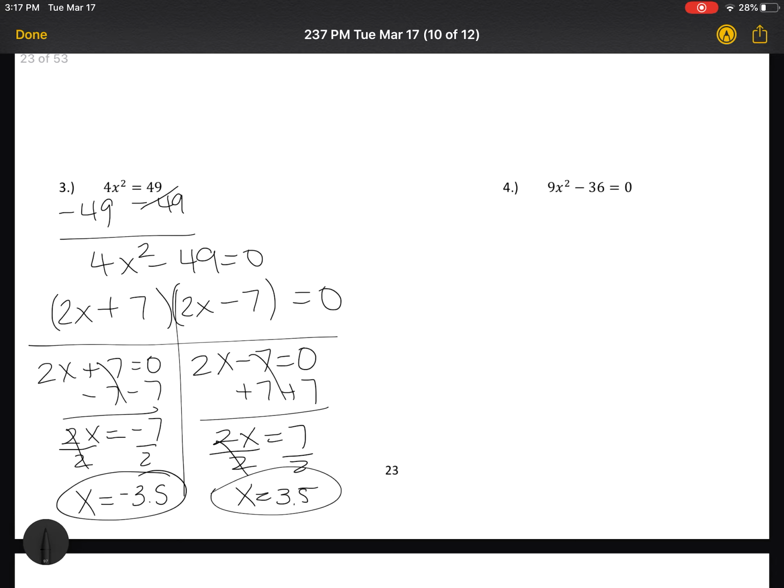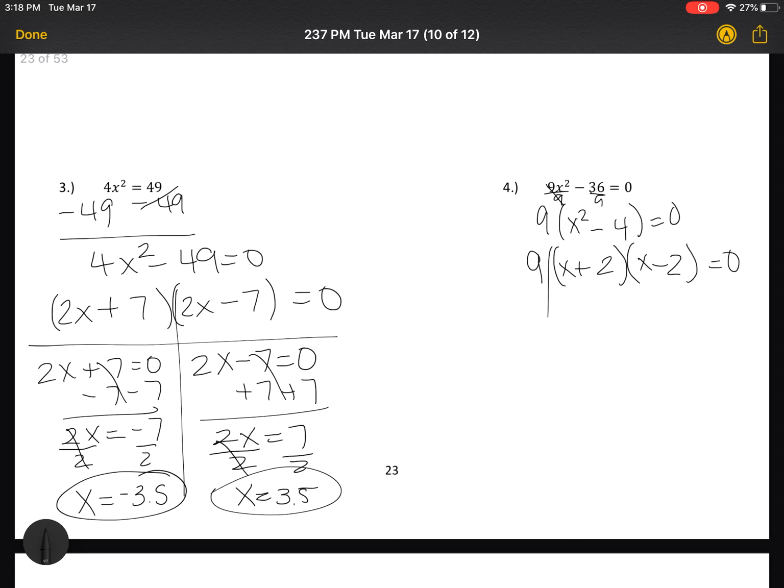Okay, next for number 4, this is already in standard form, so I'm going to go ahead and try and GCF factor the left side. GCF here is 9. So if I divide each of these by 9, I'm going to get x squared minus 4. Now, on the inside of the parentheses, x squared minus 4 is a binomial. It is a difference of 2 perfect squares, so we're going to dots that. Plus and minus. Square root of x squared is x. Square root of 4 is 2.